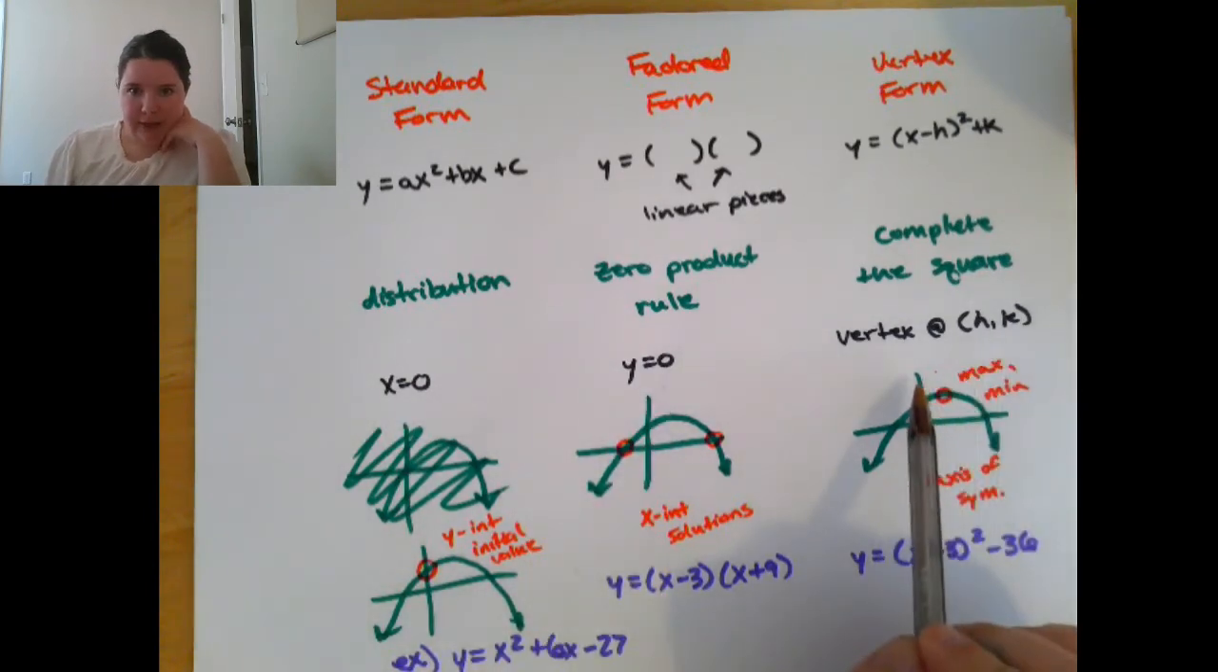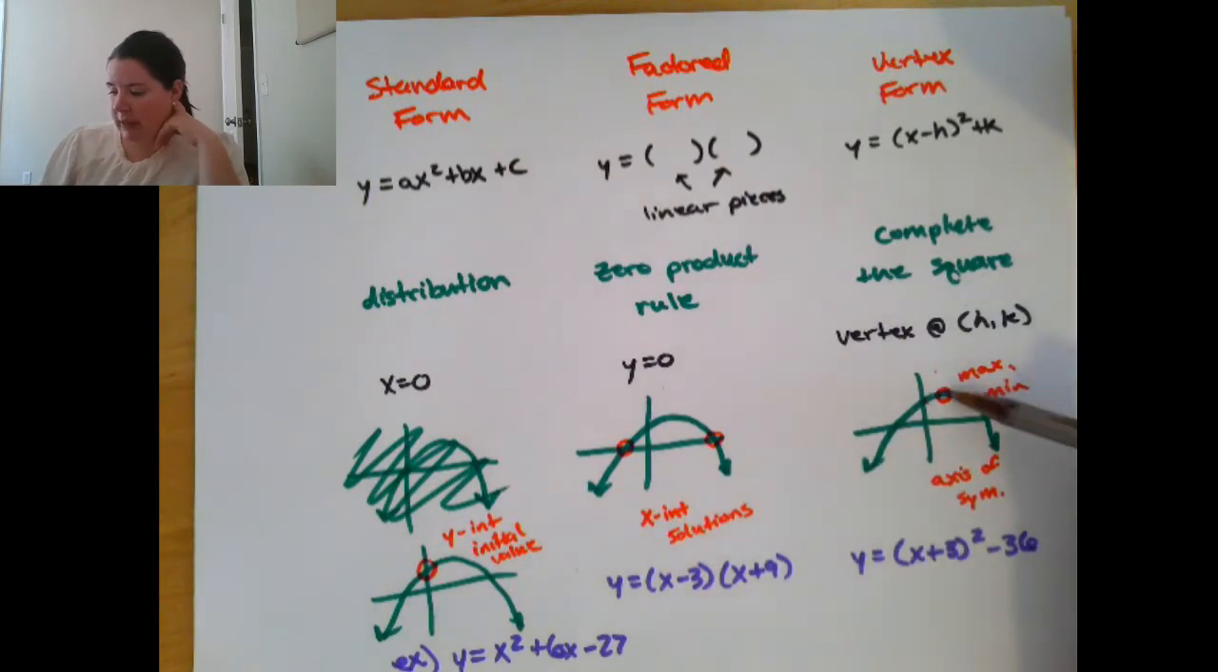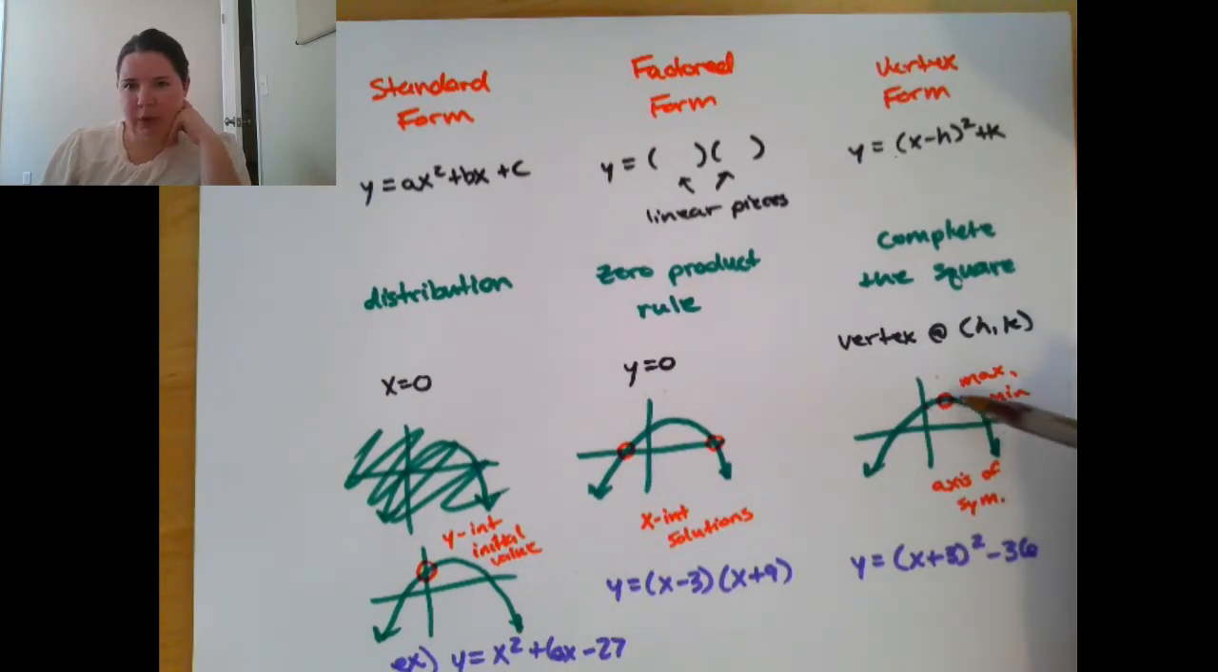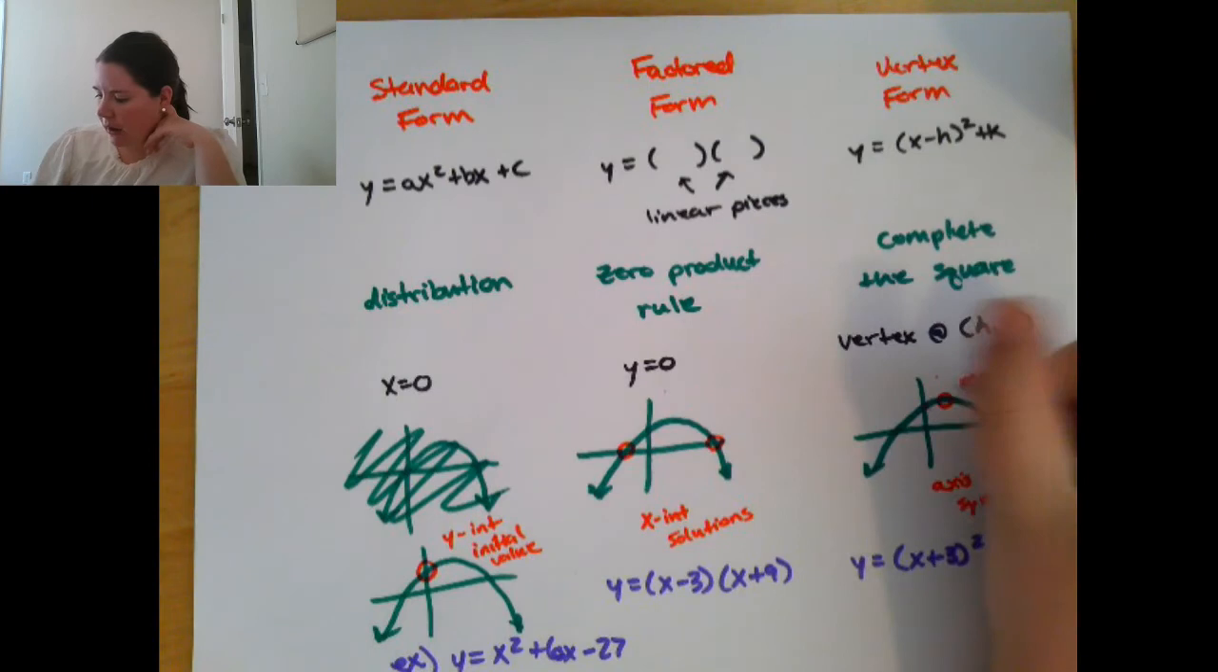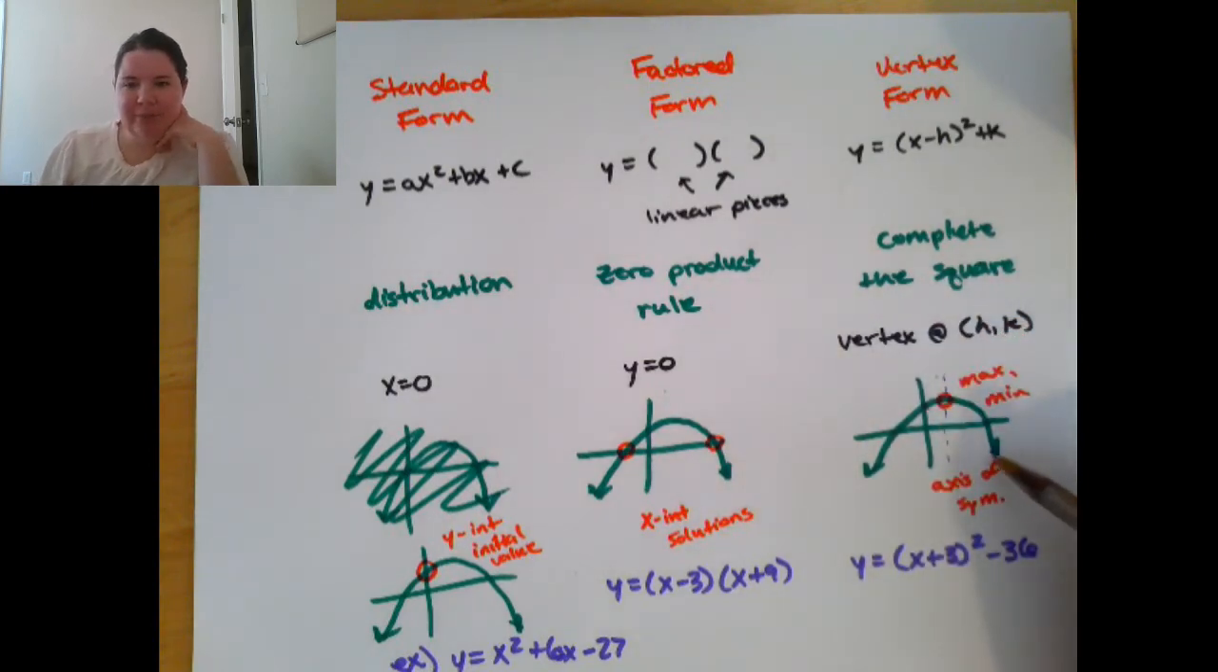The vertex is your maximum or minimum point. And this is on your axis of symmetry. It's the mirror, where everything on either side, if I drew a perfect parabola, would be mirrored off of each other.